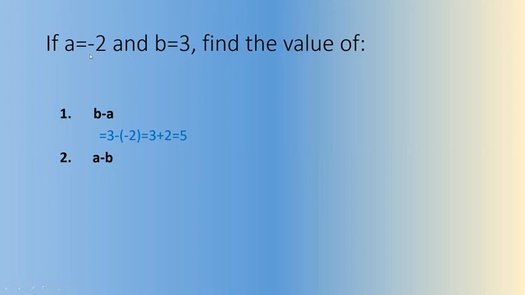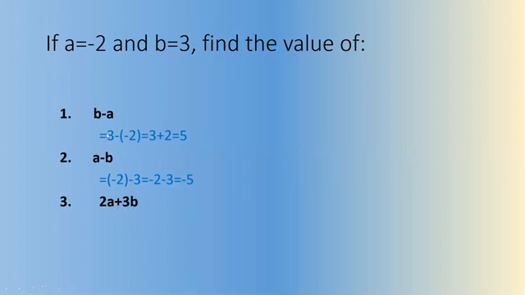What is the value of a? The value is minus 2, then we have to copy down the minus sign, and then copy down 3. Okay, 3 plus 2 is 5, and minus 3 minus 2 is minus 5. Clear?